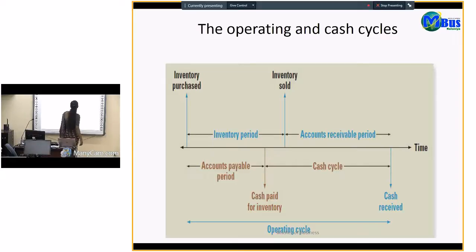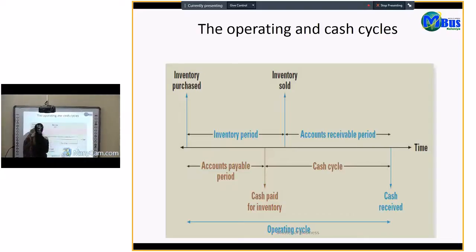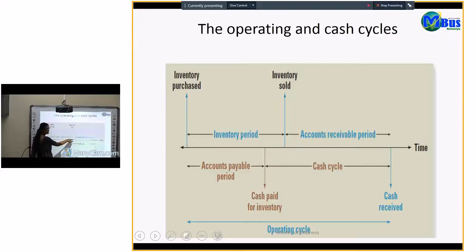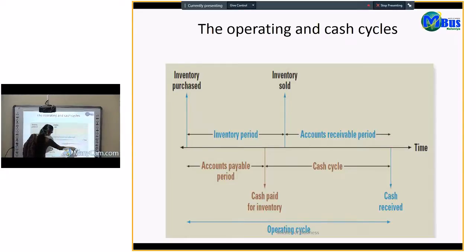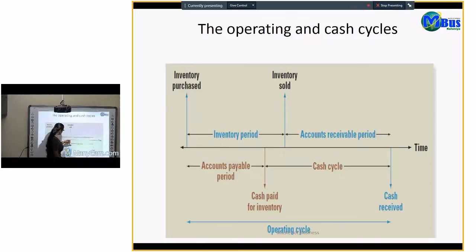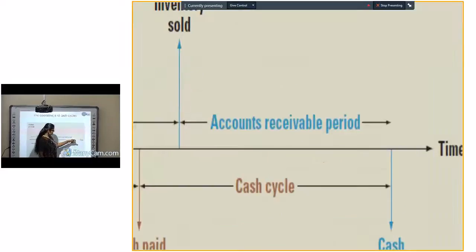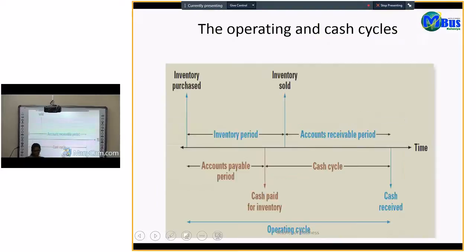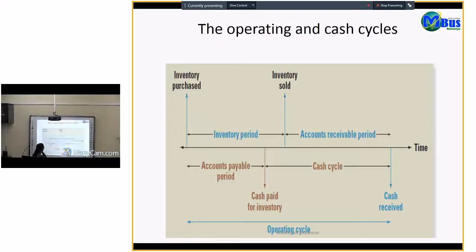This is from Ross and Westerfield. You can see from the day we purchase the inventory to the inventory sold date, we are converting that to cash or some other asset on this date, right? This asset is being converted to a different asset on this date when we sold the inventory, right? This is called the inventory period. Okay, from that date, we have to wait this long to collect money from the debtors. We sell on this date, but we have to wait this long to collect money from debtors. Right? Then we receive cash.